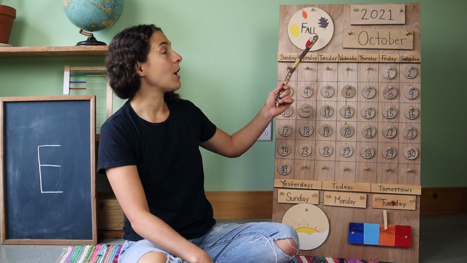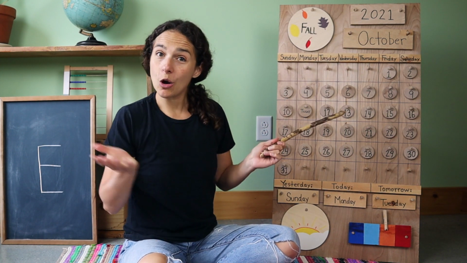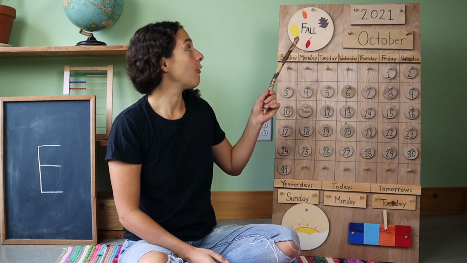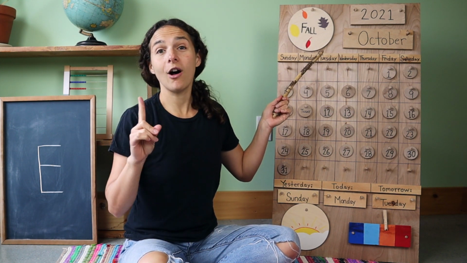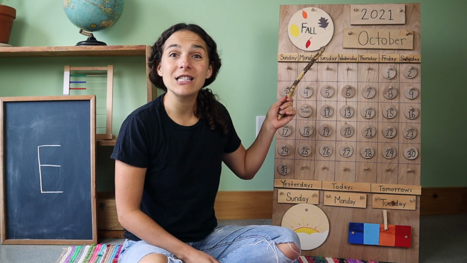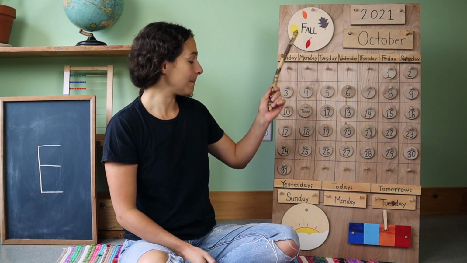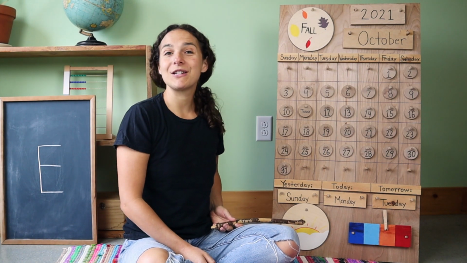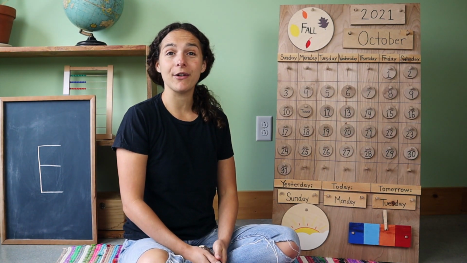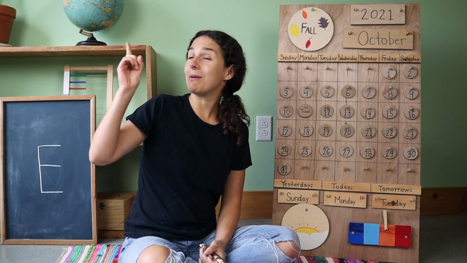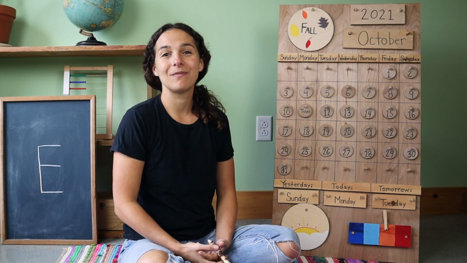Right up at the top, we have the season. What's the season right now, friends? Fall. You can say fall, but another word for fall is autumn. Fall and autumn are the same season. And down at the bottom of the chart, we have a picture of the weather. So let's sing the weather song together, and then we can share what we see outside of the window today.